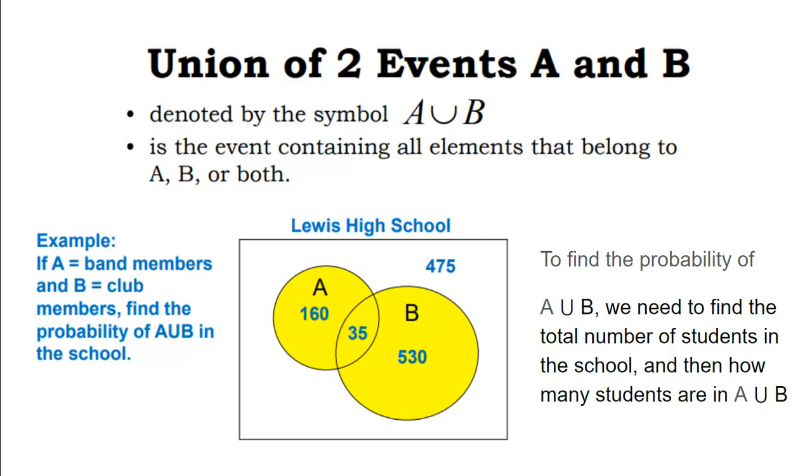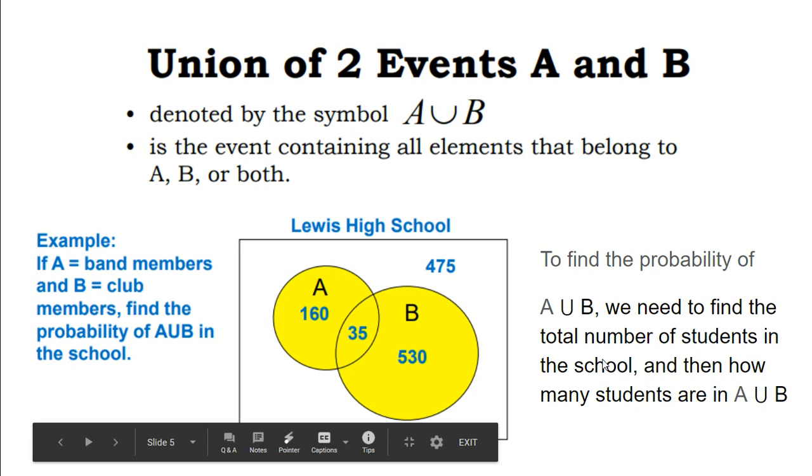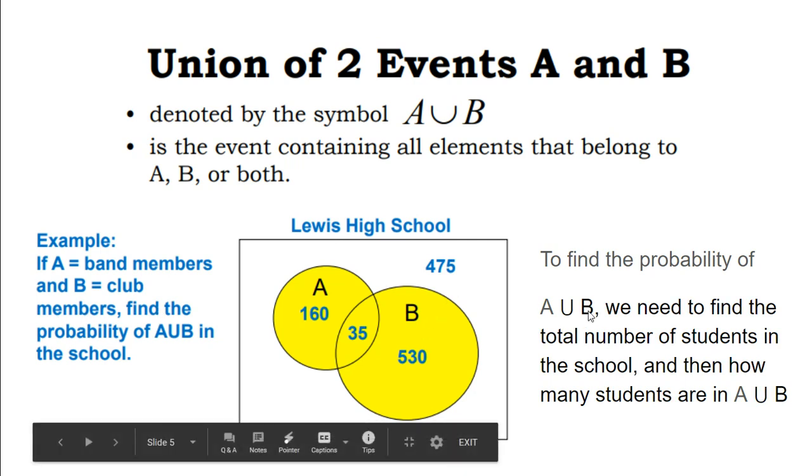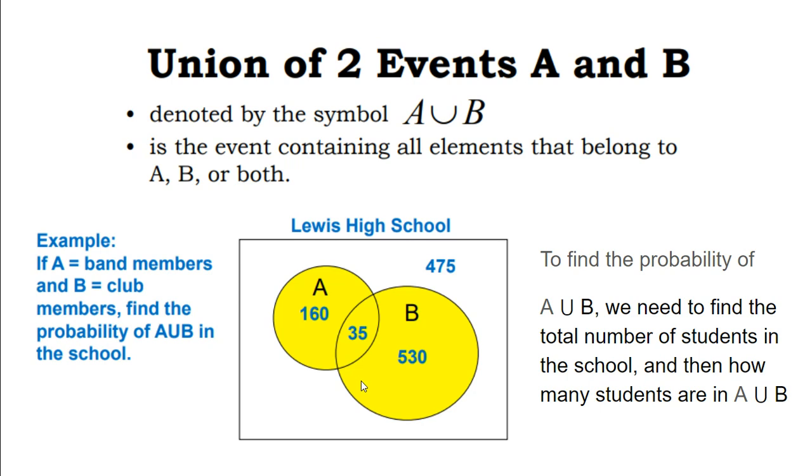Okay, so this should look familiar from yesterday. The union of two events is denoted by A ∪ B, like a U for union, and that's all of the elements that are in either set. To find those probabilities, you need to find the total number of students in the school for this problem in particular, which includes the number that is outside of the two circles. So for example, this 475 tells me that there are 475 students that are not band members and not club members. So if I wanted to find the total number of students, I need to add up all the numbers within the universe, and that would be my new denominator to figure out probabilities.